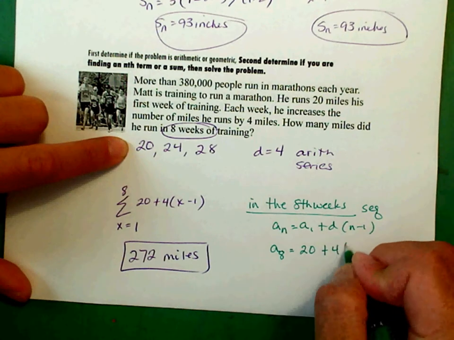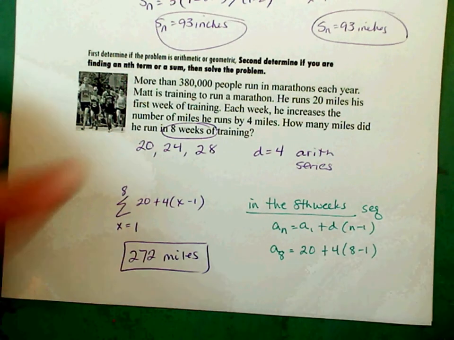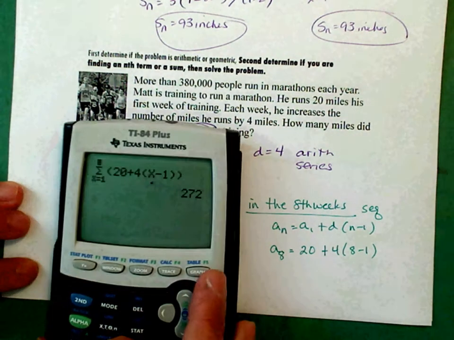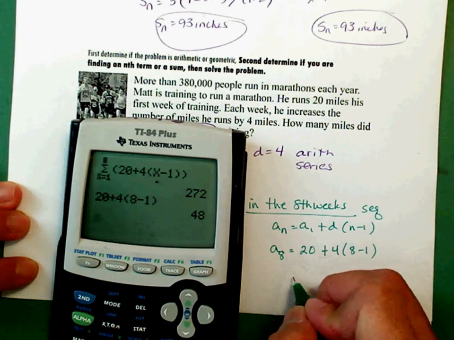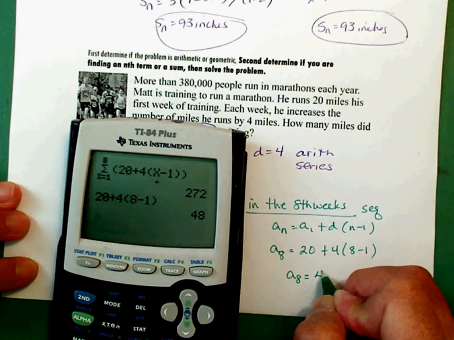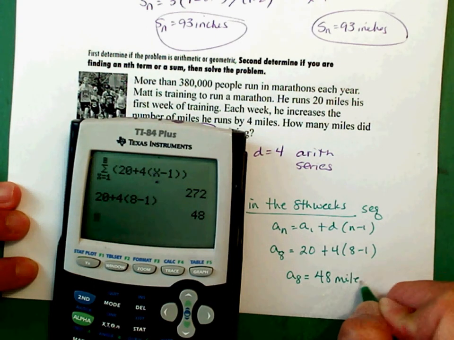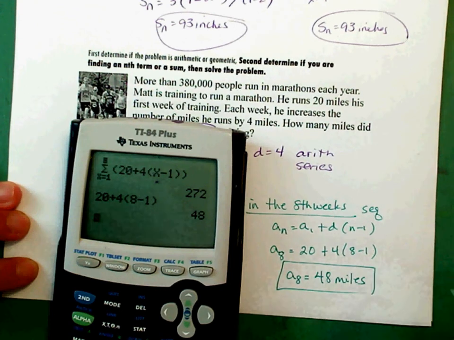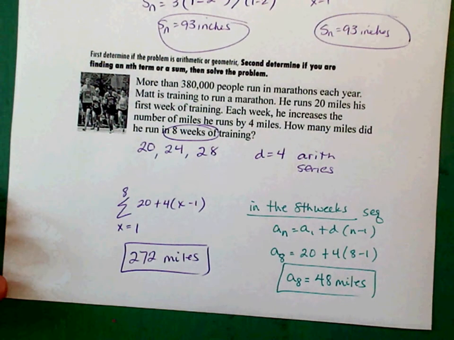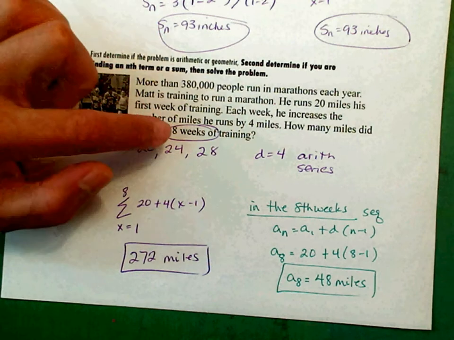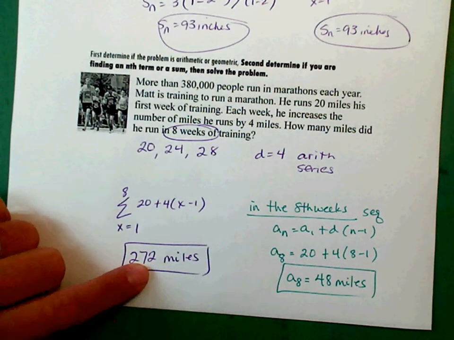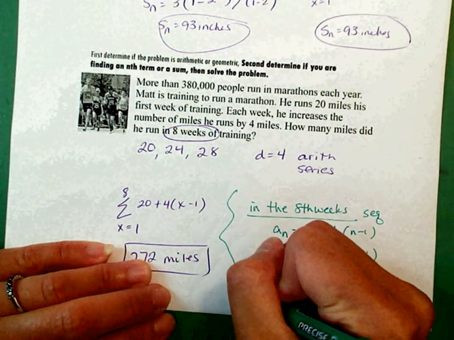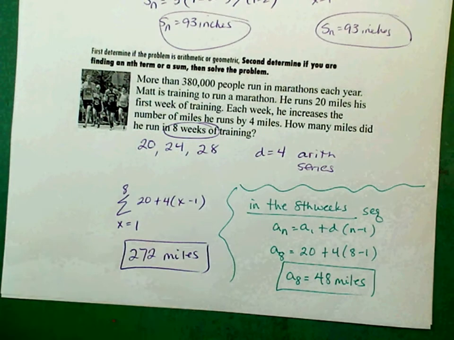Did you guys see that? And then you would type it in, 20 plus 4 parentheses, 8 minus 1. So on that week, the 8th week, he is going to run 48 miles. So make sure that you notice the difference in the two questions. But the question for this one was a series, so this is actually the correct answer. But I just wanted to show you, what if I were to ask you specifically in the 8th week? How would you answer that? And that's what you would do, okay?